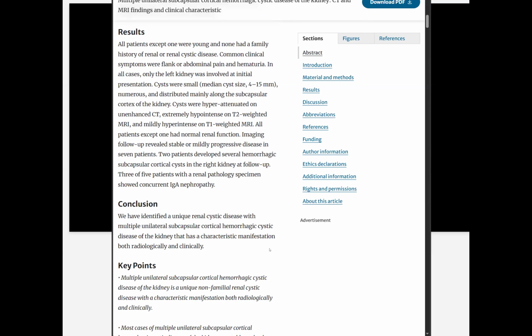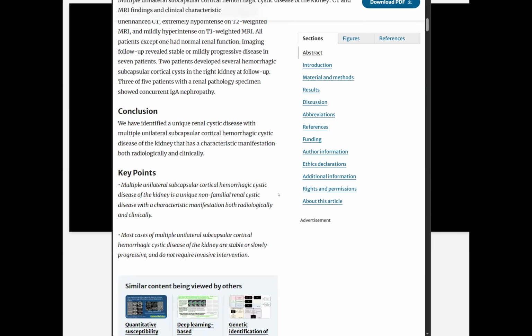And does it lead to renal insufficiency? Oh, yeah, it said all patients except one had normal renal function. Interesting. Cool.